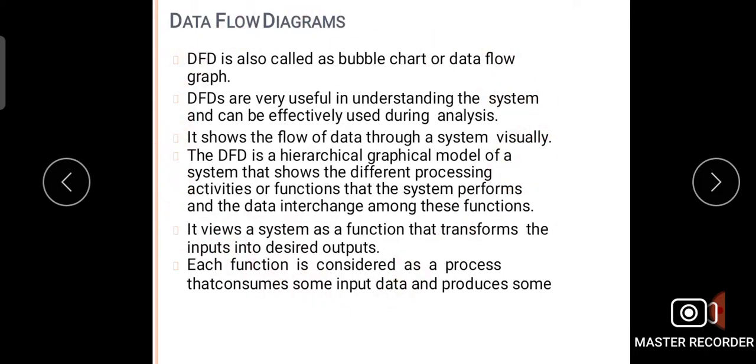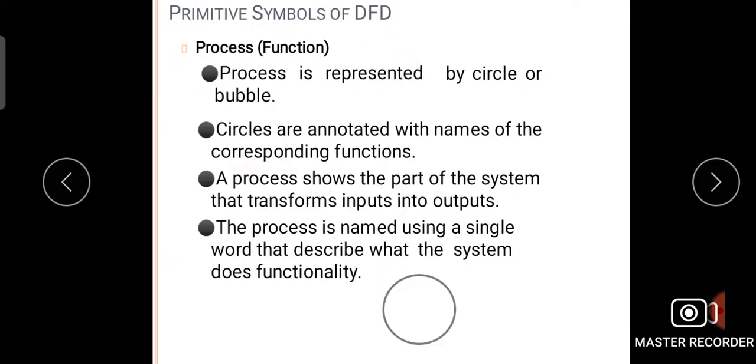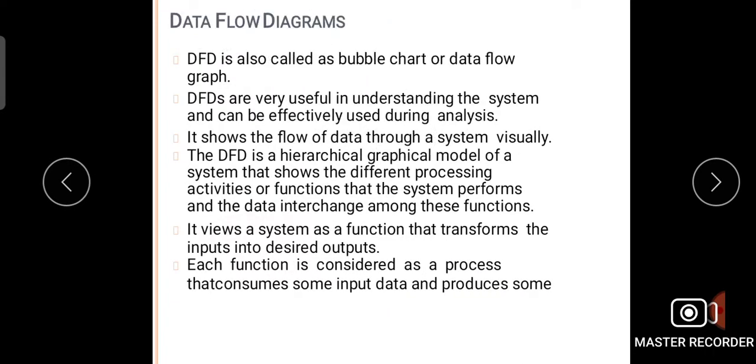Data flow diagram, or DFD, is also called a bubble chart, or a data flow graph. Why is this diagram known as a bubble chart? Because we use this type of bubble in every DFD level diagram. That's why it is known as a bubble chart or data flow graph.